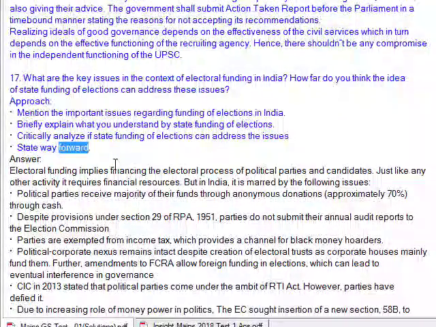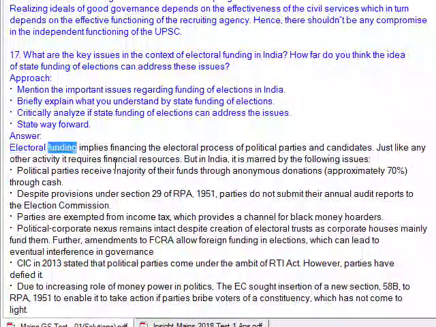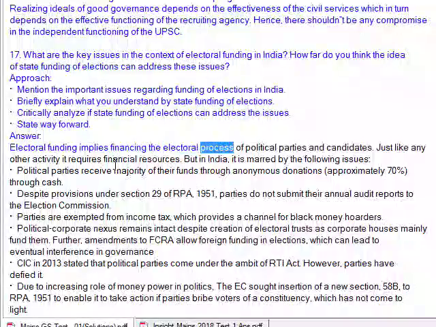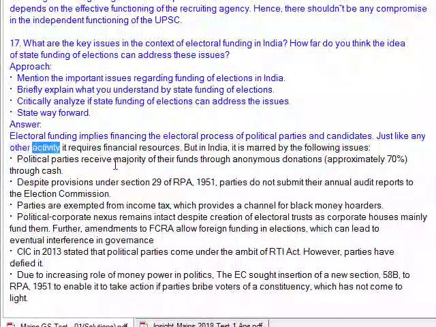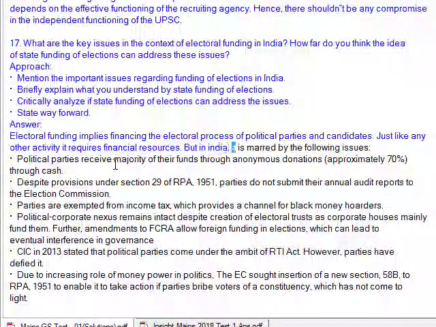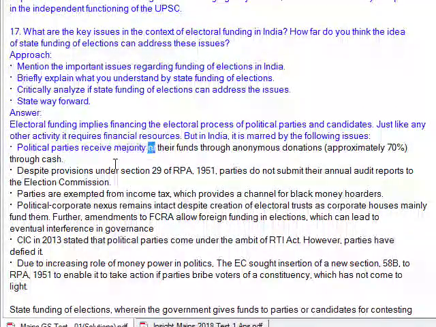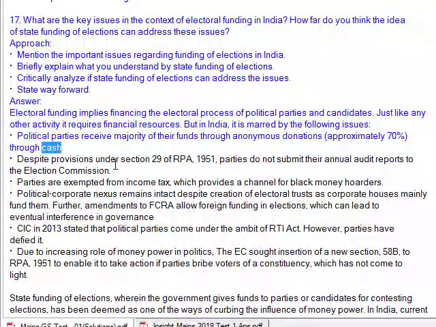State way forward. Answer. Electoral funding implies financing the electoral process of political parties and candidates. Just like any other activity, it requires financial resources. But in India, it is marked by the following issues. Political parties receive majority of their funds through anonymous donations, approximately 70% through cash.